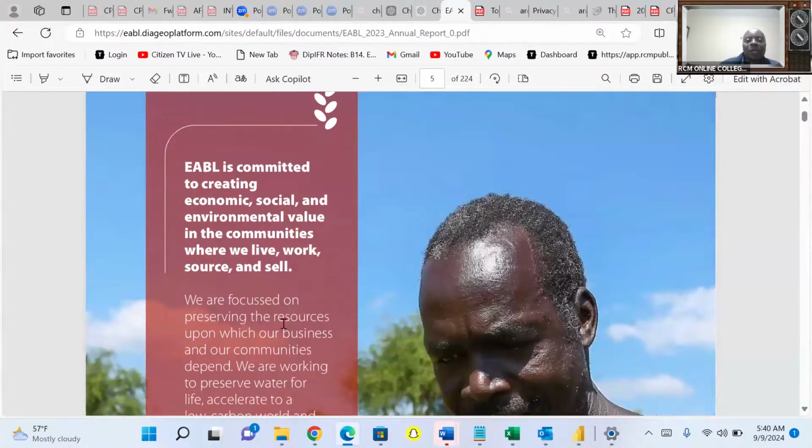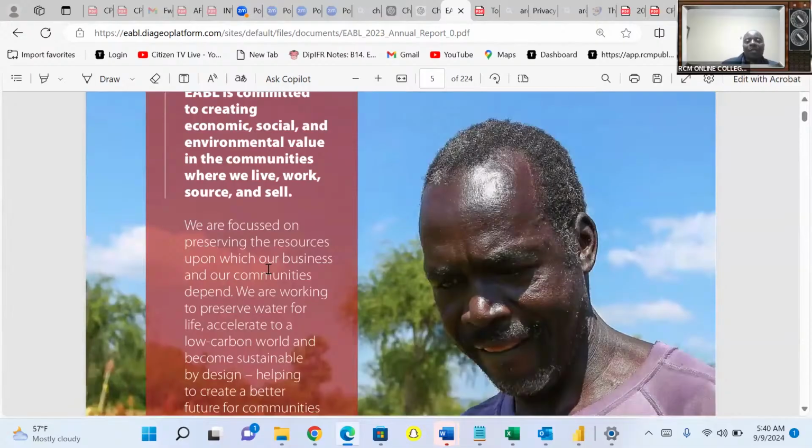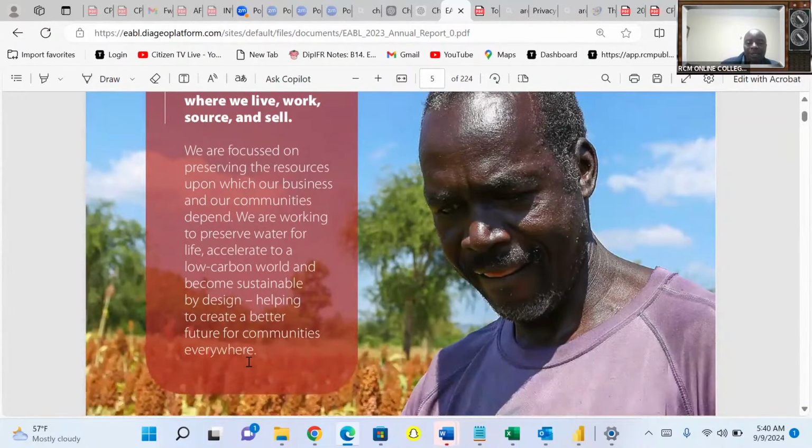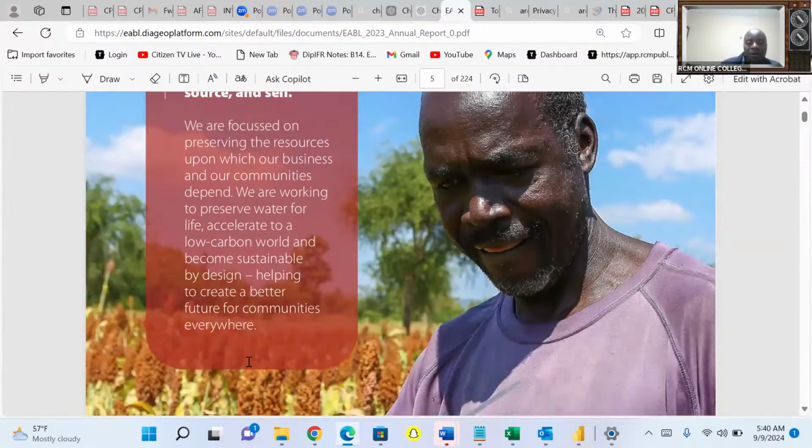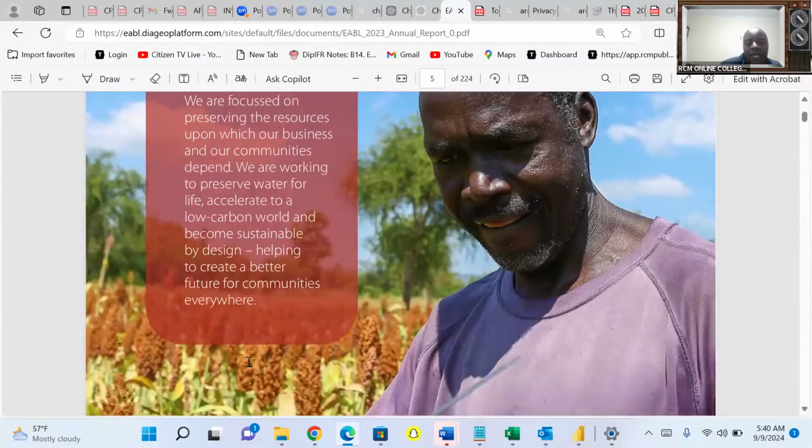EABL is committed to creating economic, social, and environmental value in the communities where we live, work, source, and sell. We are focused on preserving the resources upon which our business and our communities depend. We are working to preserve water for life, accelerate to a low-carbon world, and become sustainable by design, helping to create a better future for communities everywhere.